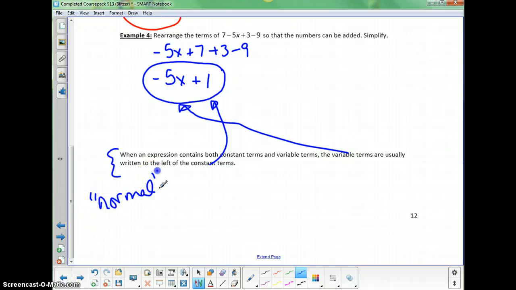And we use the term normal loosely, but it's the order that you're going to find things in that you're going to want to be leaving your answers in. Maybe a better way of saying it would be the preferred order. Let's look at the next page.